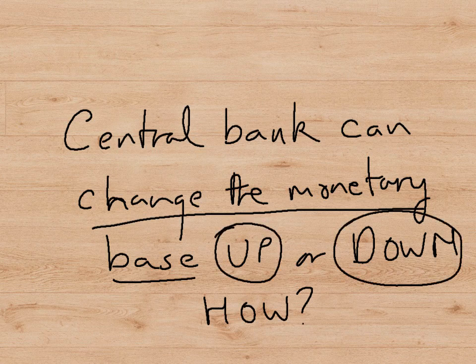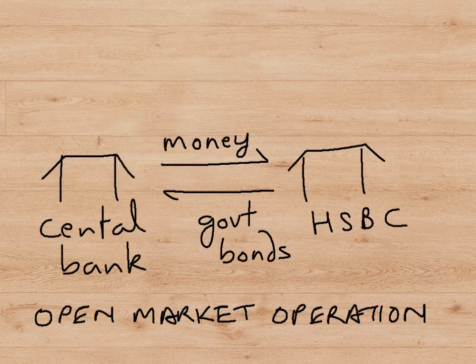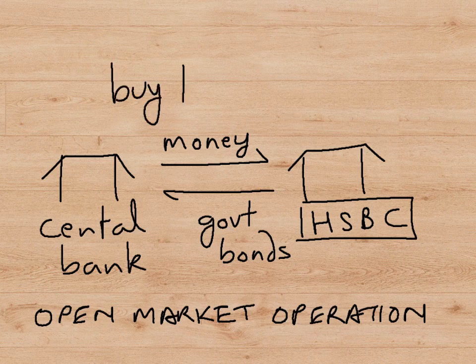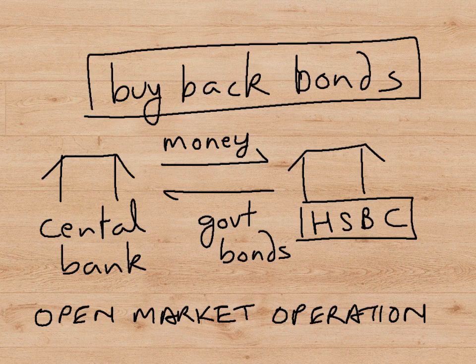How would it do this? Well, the fact is that commercial banks like HSBC always have a supply of government bonds that they have bought previously, when the government issued them to borrow money. The central bank can buy back these government bonds at any time. And when it wants to change the monetary base, this is exactly what it does. It buys back the bonds held by commercial banks, the government bonds held by commercial banks. This is called an open market operation.